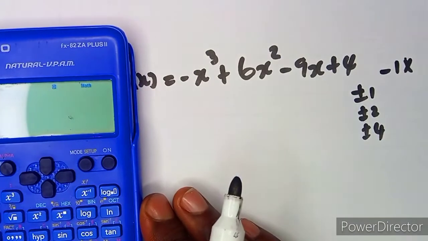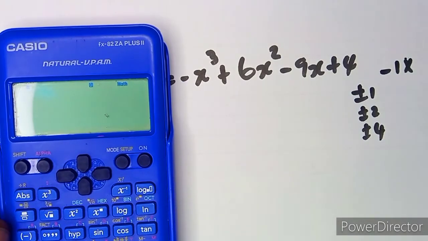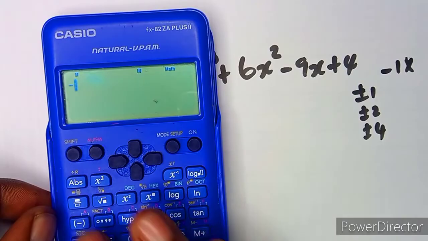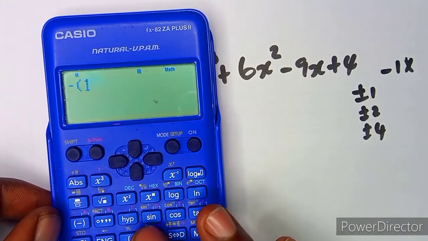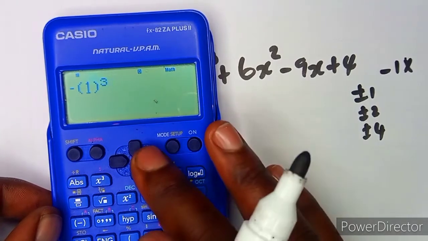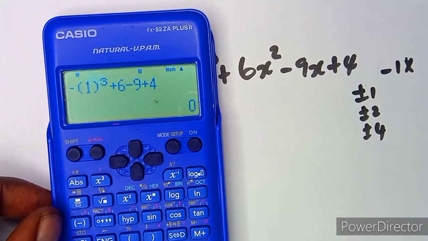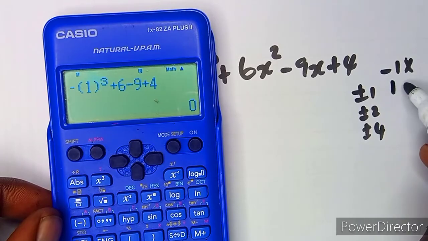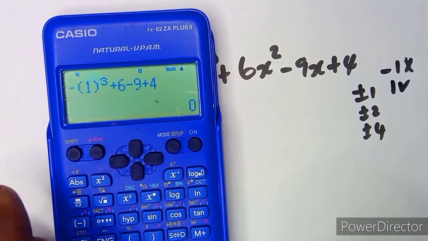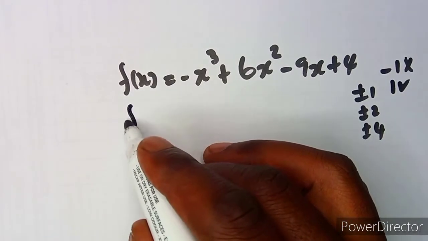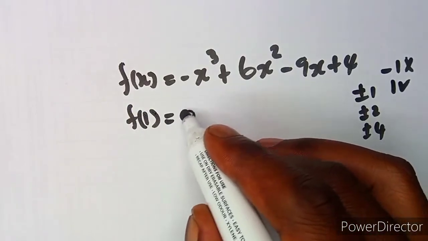So this one is, minus 1 cubed. There was a minus there, I didn't see it. Okay, this one is supposed to be minus 1 cubed like this, which is same as minus 1. Okay, plus 6 into 1, that one is same as 6, minus 9 times 1, which is same as 9, plus 4. Okay, this one is giving us a 0. So when x is 1, we are actually obtaining a 0. So this one is the right part that we need. So on the condition that x is equivalent to 1, we are obtaining a 0.